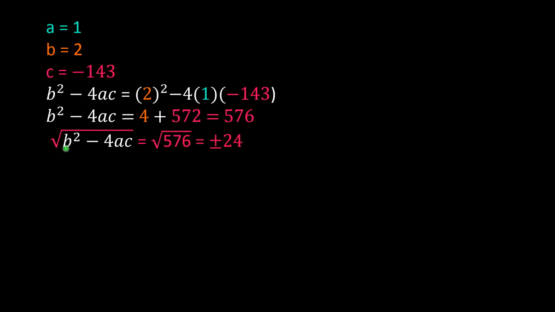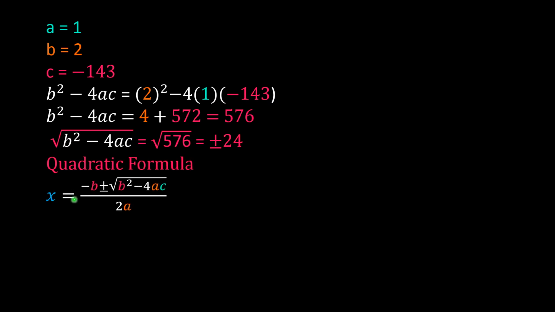So we write under root b square minus 4ac equals under root 576, which is plus minus 24. Now every real number has two square roots. One is positive, the other is negative. Now we will use the value of this b squared minus 4ac in our quadratic formula, which goes minus b plus minus under root b squared minus 4ac upon 2a.